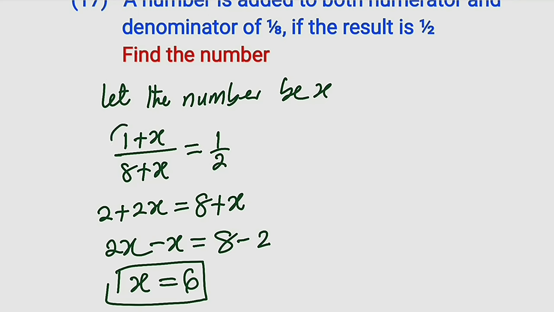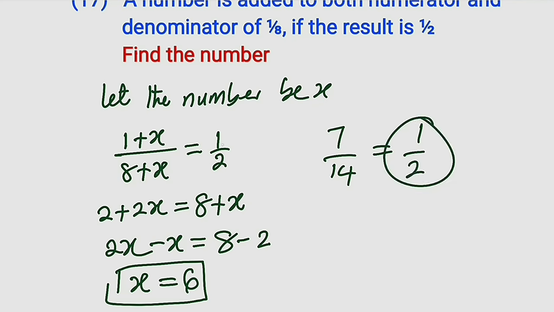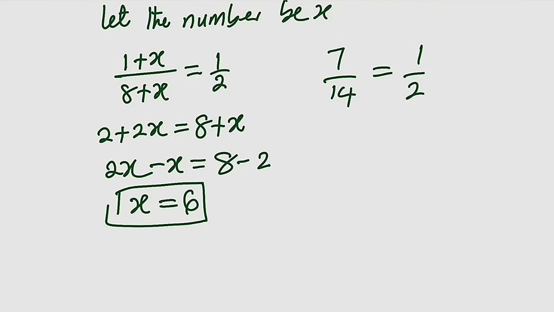The moment you add 1 and 6 together, that will give us 7. If you add 8 and 6 together, that will give us 14. So if you reduce this, 7 can divide itself 1 time, and it can divide 14 2 times. So you can see 1 over 2, 1 over 2, which implies x equal to 6.